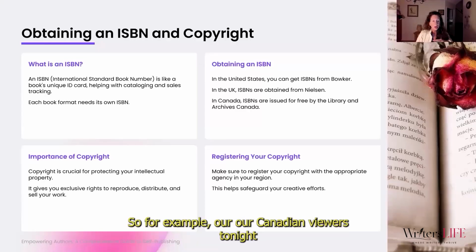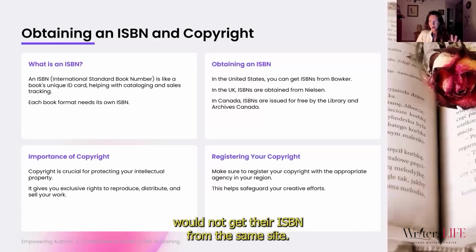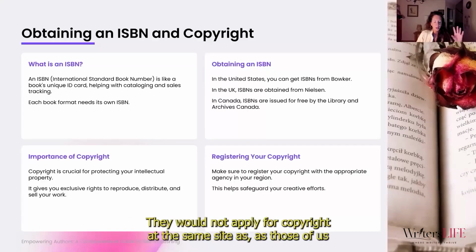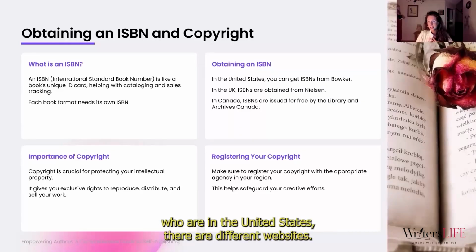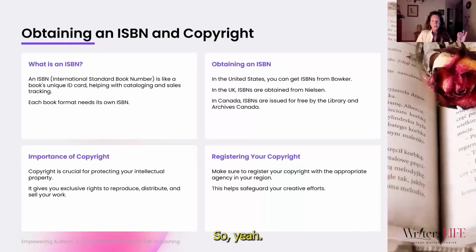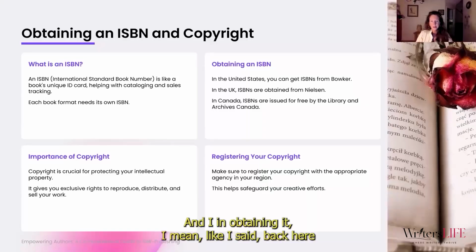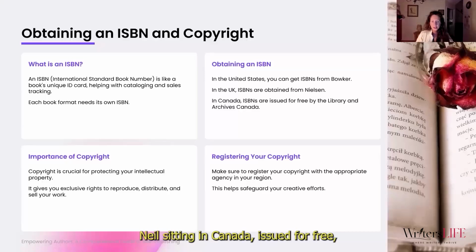So for example, our Canadian viewers tonight would not get their ISBN from the same site. They would not apply for copyright at the same site as those of us who are in the United States. There are different websites. So obtaining an ISBN, like I said, Bowker in the United States and the UK, Nielsen. In Canada, it's issued for free, which is great, by the Library and Archives of Canada.